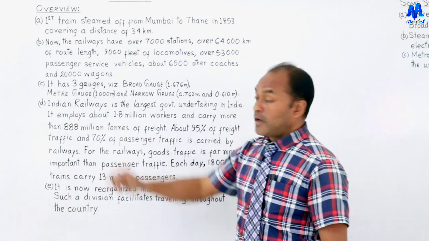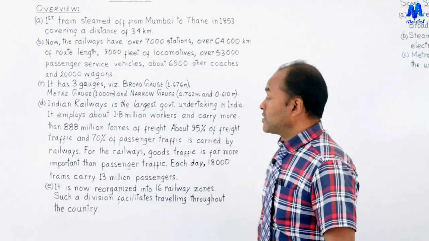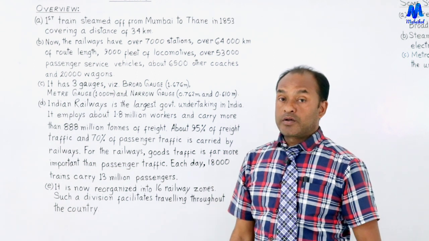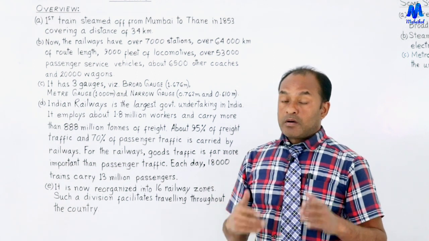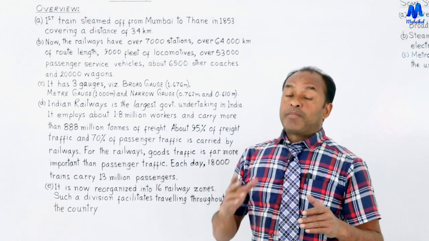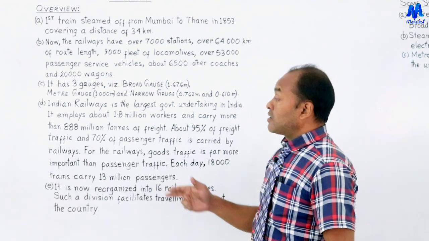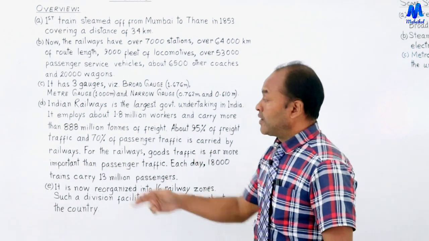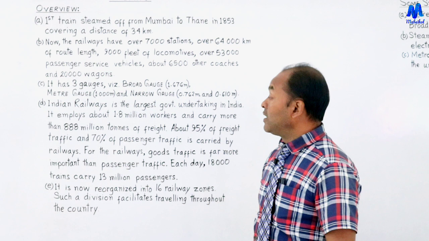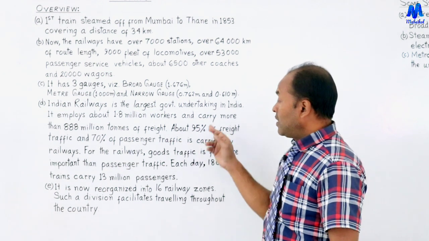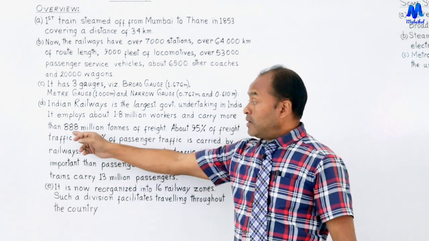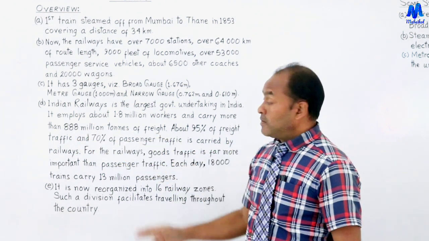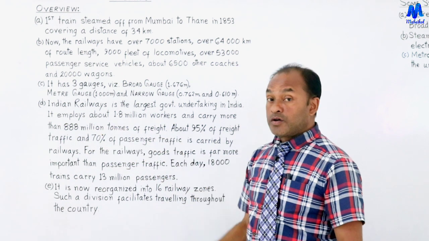Again, in number D, Indian railways. The largest public sector undertaking in the country is owned by Indian Railways. How? Let's see. It employs about 1.8 million workers, and it carries more than 888 million tons of freight, 888 million tons of goods.